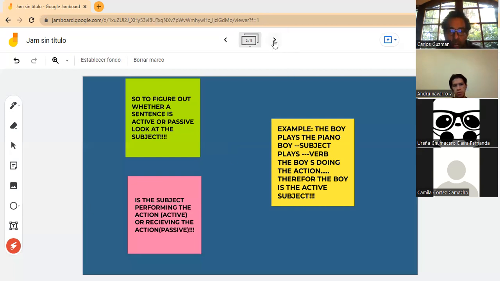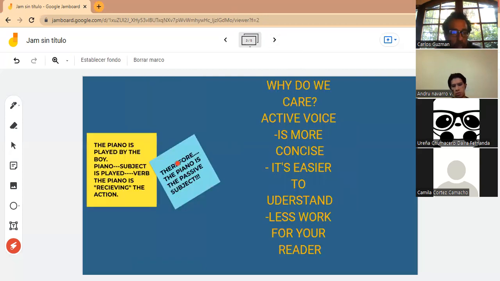All right, so let's take a look at some other stuff. Let's see, what do we have here? All right, so the piano is played by the boy, the same thing, right? So therefore, the piano is the passive subject, right? The piano is played by the boy. En el otro era active porque the boy plays the piano, right? All right, so that's it.